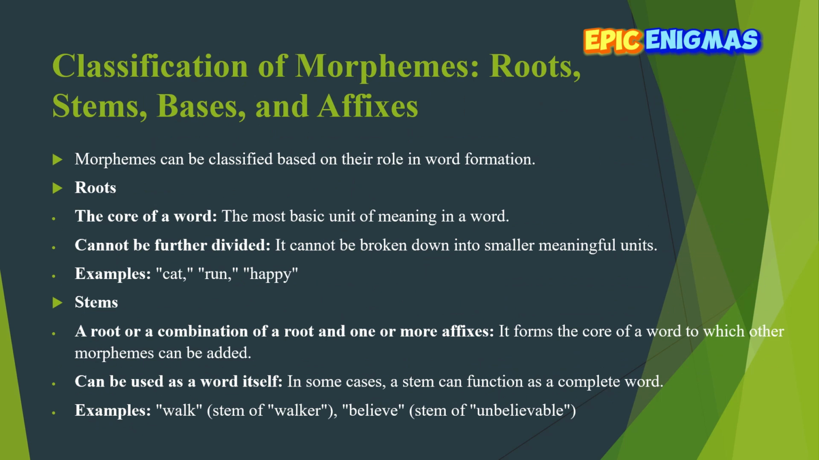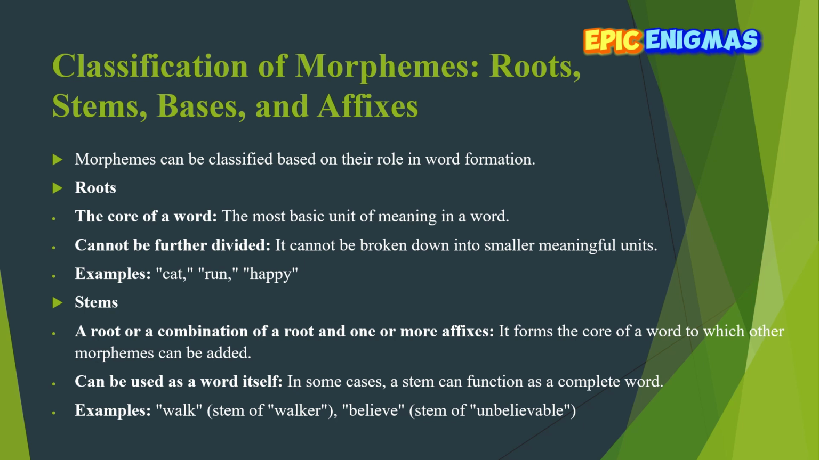Classification of morphemes in terms of roots, bases, and affixes. Morphemes can be classified based on their role in word function. For example, the roots. This is the core part of a word, the most basic unit in a word. It cannot be further divided. For example, cat, run, happy.